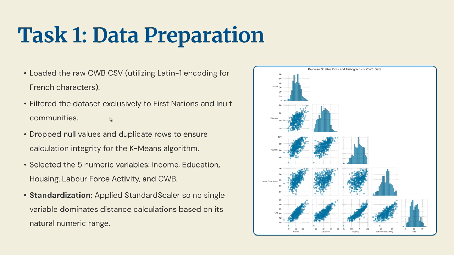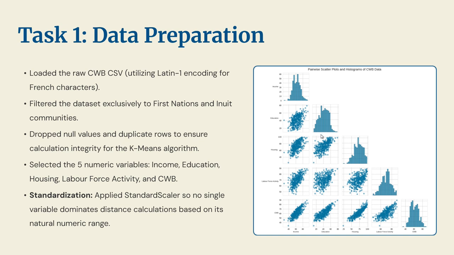The data set contains data for everyone in Canada, not just Indigenous communities. Since the question focuses on Indigenous communities, I filtered to Indigenous identity by including the First Nations, Inuit, and Métis communities. I checked for the missing values and the duplicate rows and dropped both.